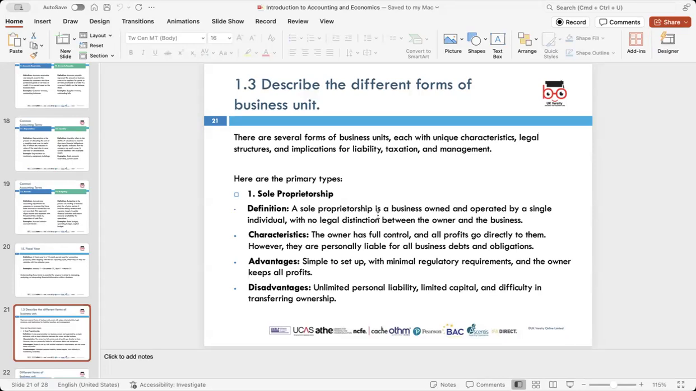The owners enjoy full control over decision making and keep all the profits. However, one major drawback is unlimited personal liability.